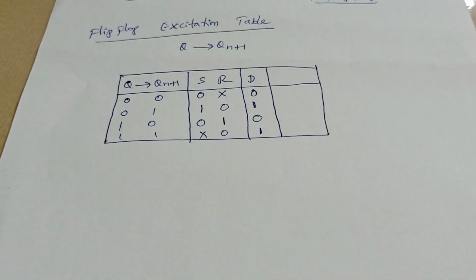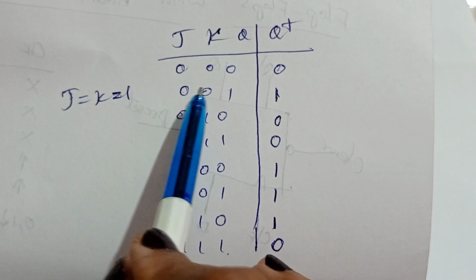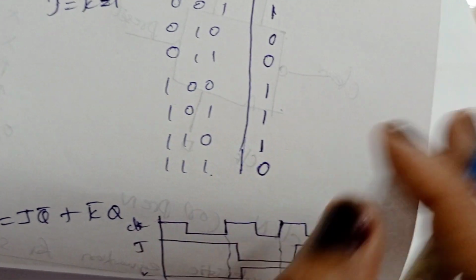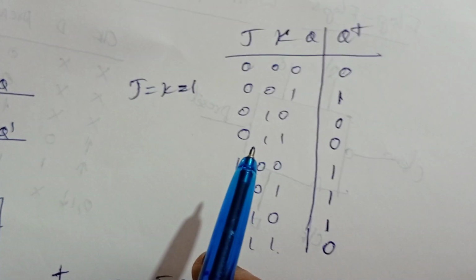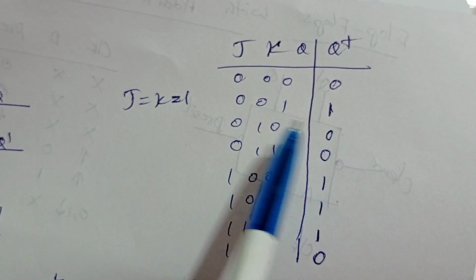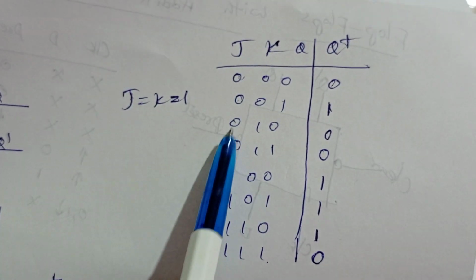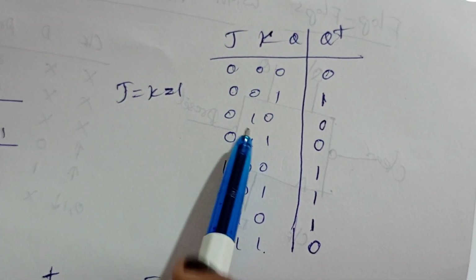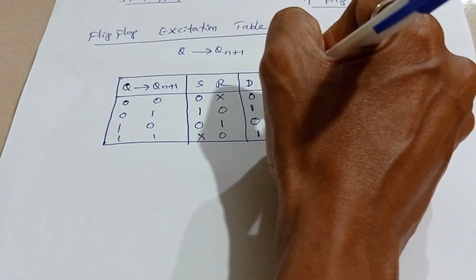Same as for JK flip-flop. 0 0. This is the first case as well the third case. J is 0 and K is changing from 0 to 1. So don't care. 0 don't care. For J, K, 0 don't care.